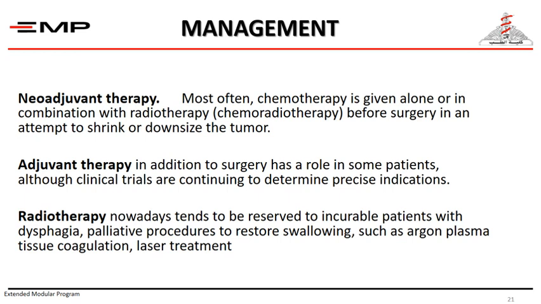The latest management of carcinoma of the esophagus is to use what's called the neoadjuvant technique. Neoadjuvant therapy means chemotherapy is given alone or in combination with radiotherapy, which is called chemoradiotherapy, before surgery in an attempt to shrink or downsize the tumor. This is followed by surgery, and then after surgery we give adjuvant therapy. Adjuvant therapy means that we start by doing surgery and then follow with chemo or radiotherapy, or both of them.